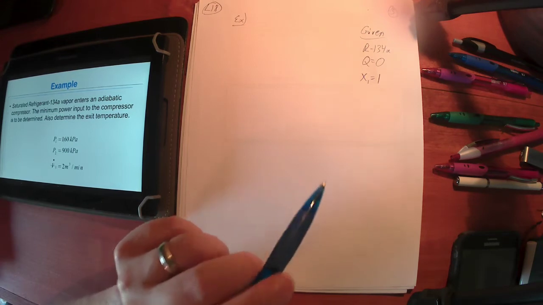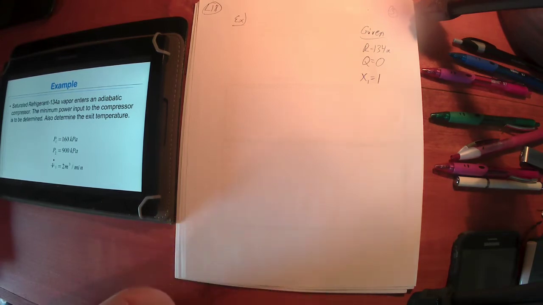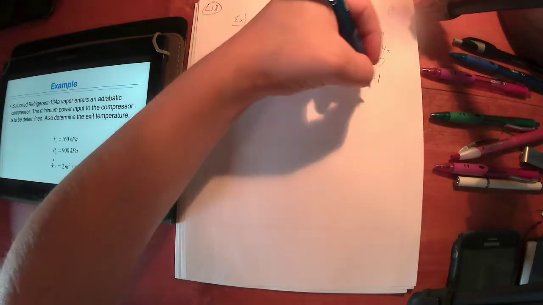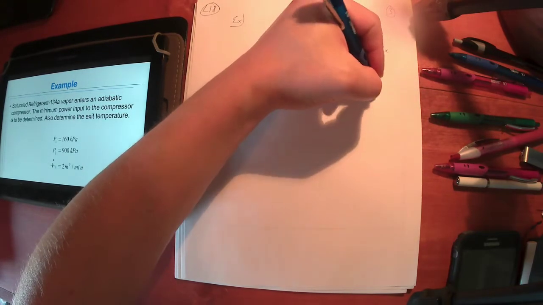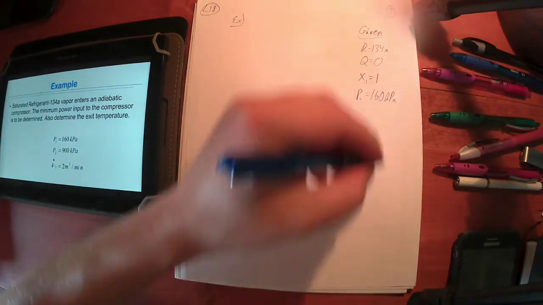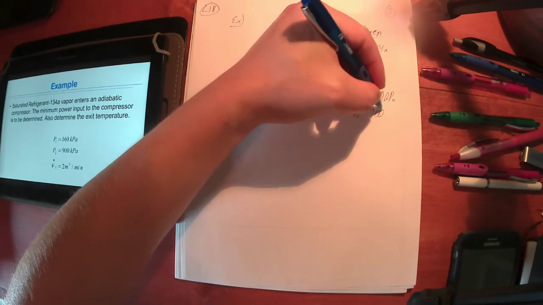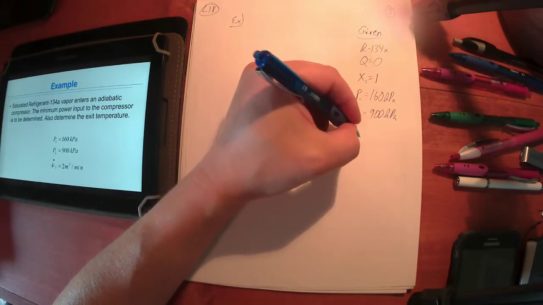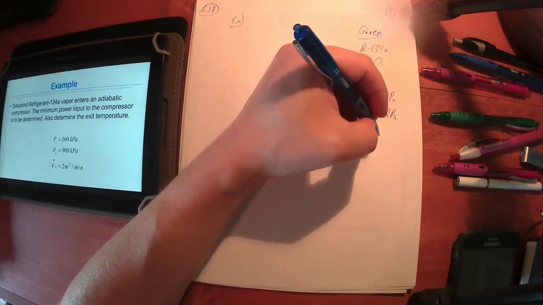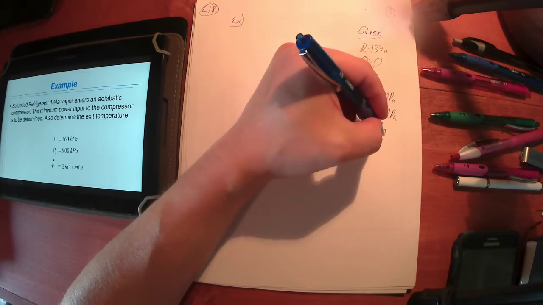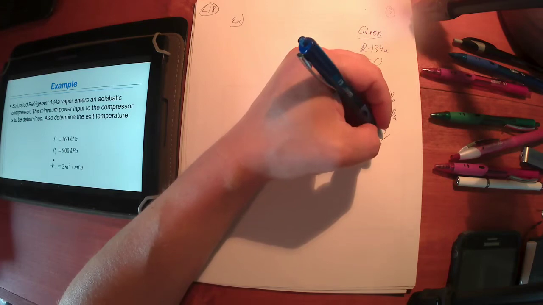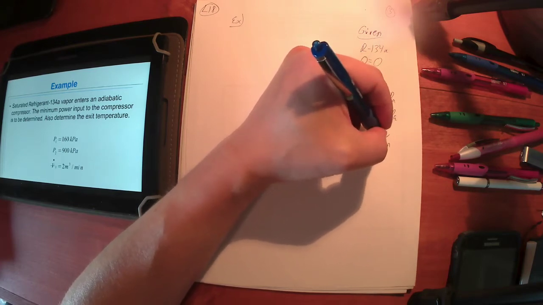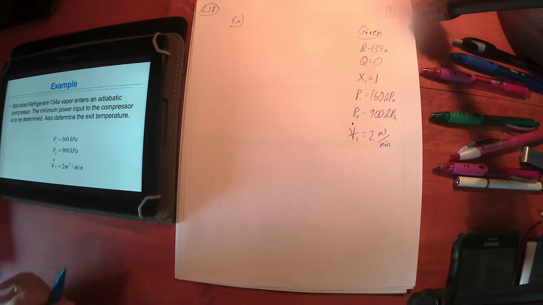The minimum power input to the compressor is to be determined. Also determine the exit temperature. They've given me some other properties here. They told me the inlet pressure is 160 kilopascals, and the exit pressure is 900 kilopascals. And they've told me the volumetric flow rate at the inlet. Saturated R134a vapor enters steadily at a rate of 2 cubic meters per minute. I'll probably convert that to per second in the near future.